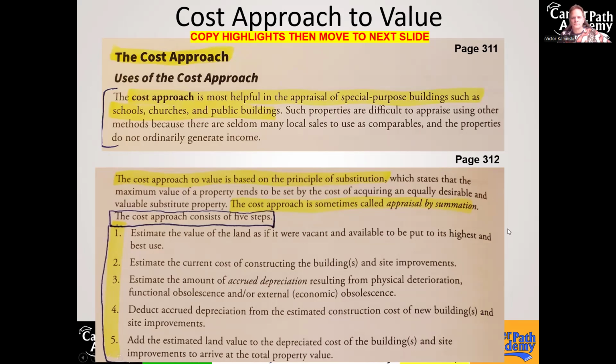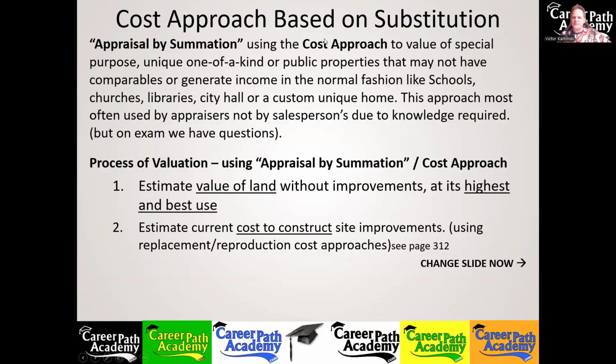And I got it. All right, so the appraisal by summation using the cost approach to value, we got to first estimate the value of the land without the improvements. If it were put to its highest and best use, the most valuable use that it could be used for, or the most demanded use in the reasonably near future. Then you estimate the cost to construct all the site improvements to construct that building on the property.